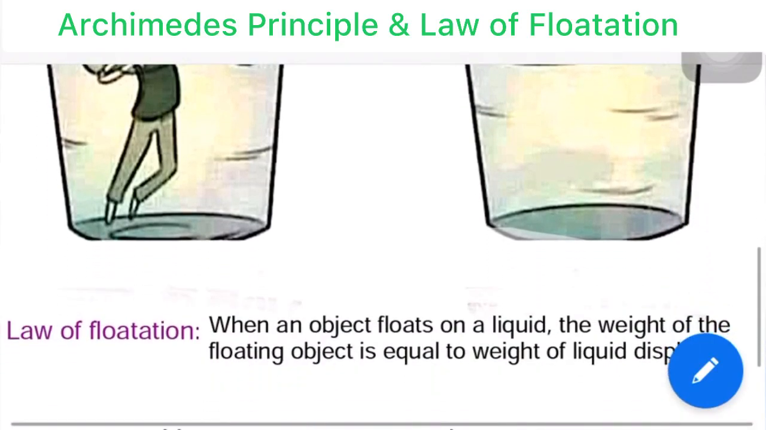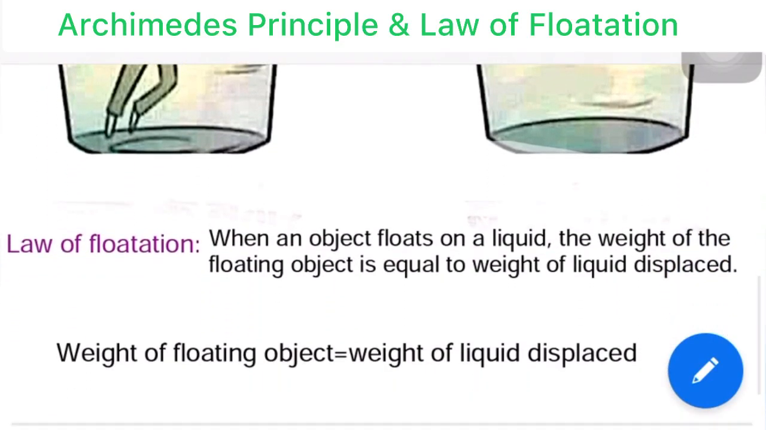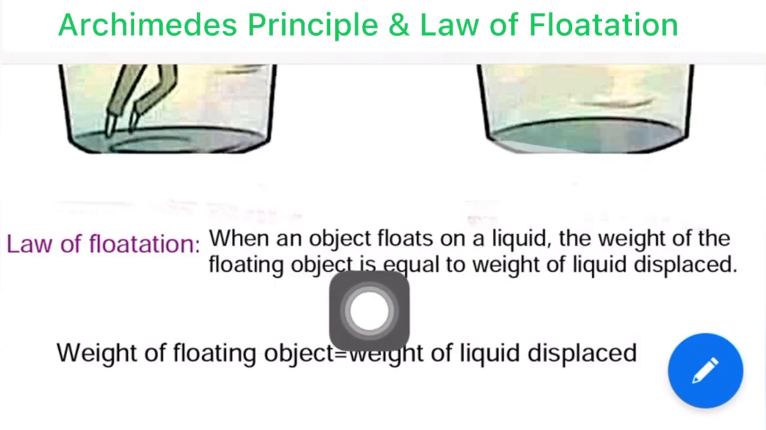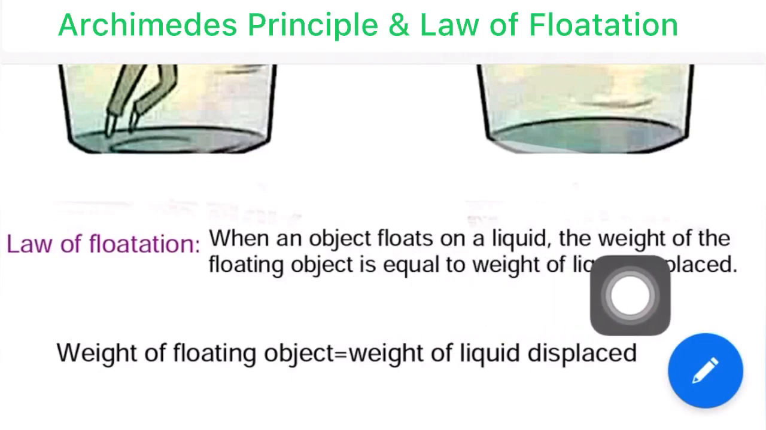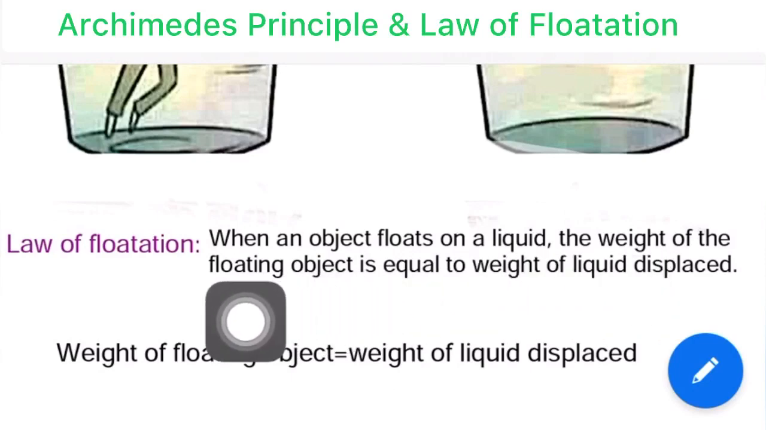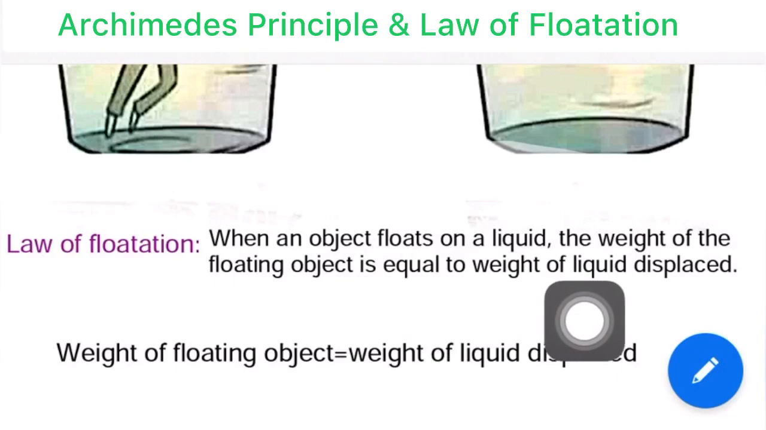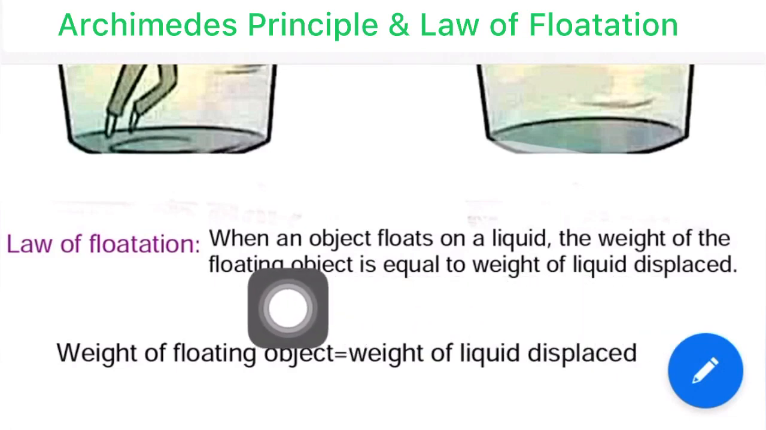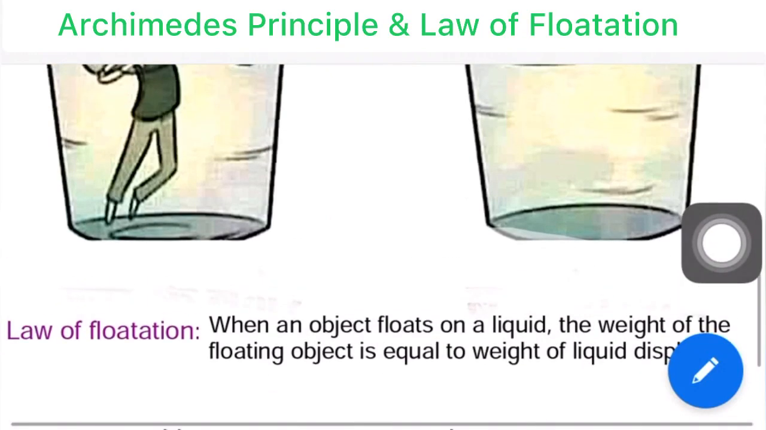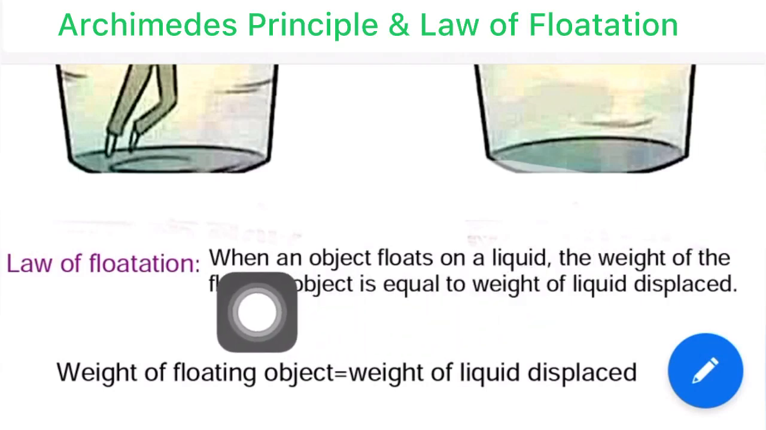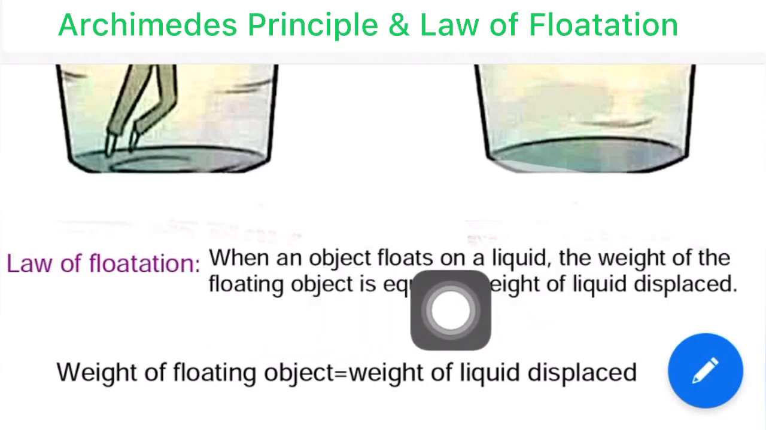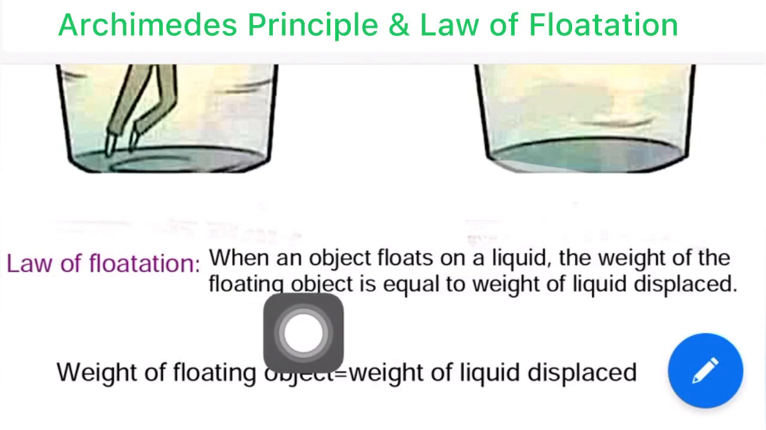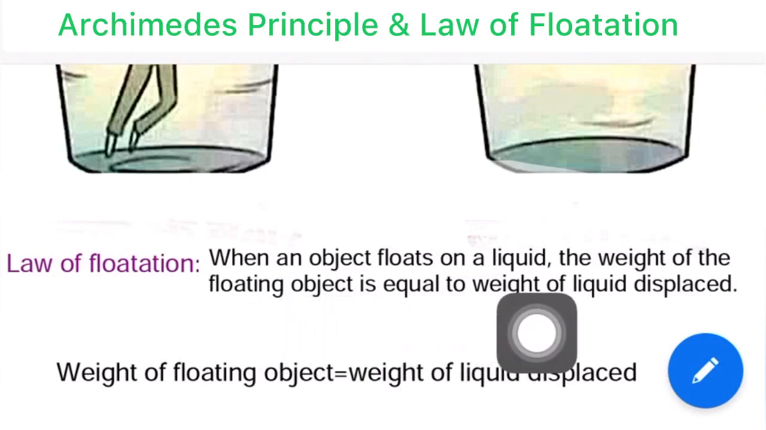What is law of flotation? Law of flotation states that when an object floats on a liquid, the weight of the floating object is equal to the weight of the liquid displaced. This means if you put any object on any liquid so that the object just floats on the liquid, then the weight of the object is just equal to the weight of the liquid displaced by the object.